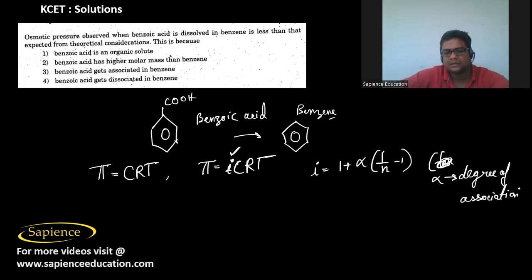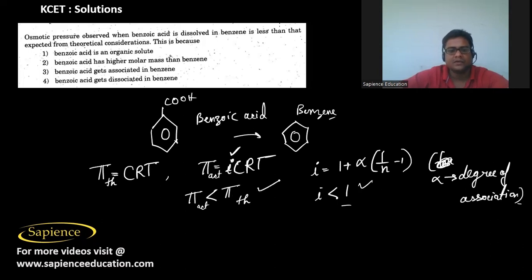So for association, this value i will be less than 1. It means the actual value of pi is less than the theoretical value of the osmotic pressure, since benzoic acid gets associated in benzene. So option 3 is the correct answer.